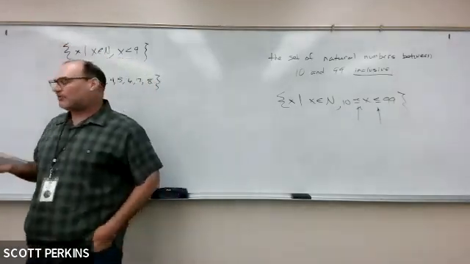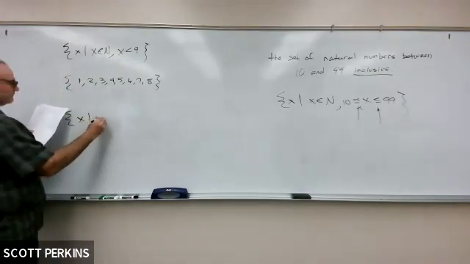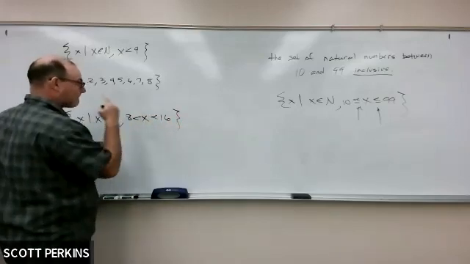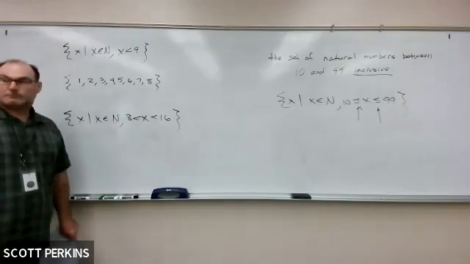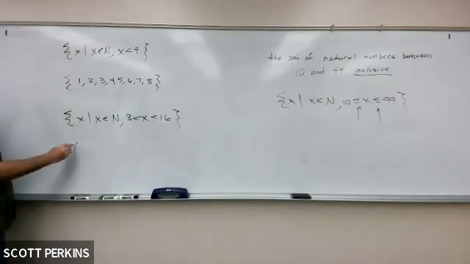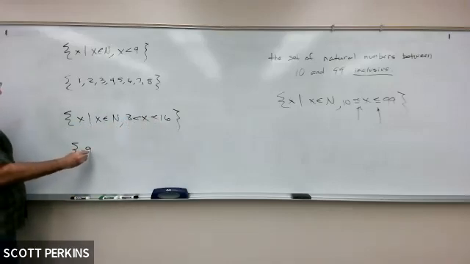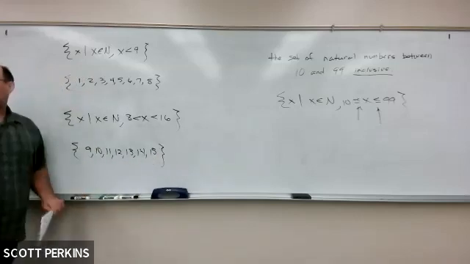Same thing. You're taking that set builder form and writing it in roster form. So once again, I've got my natural numbers. They are bigger than 8. At the same time, they're less than 16. So those are the numbers that start at 9, 10, 11, and then go up to 15. And there we go. There's our answer.